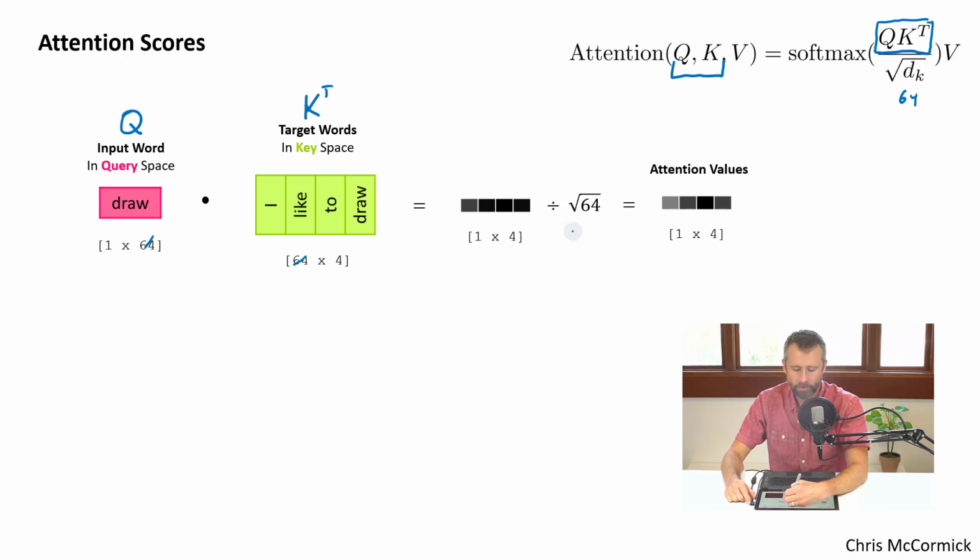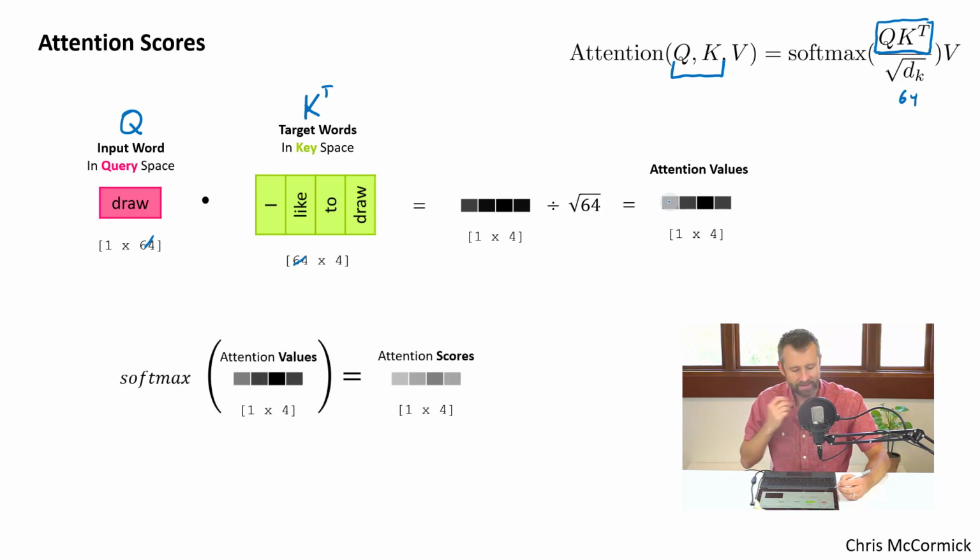And so once we've divided by 8, we've got these four values that you could call the raw attention scores or the attention values. In order to get the actual scores, we just need to apply the softmax function, this step. So we do that across all four values, and we get the attention scores.